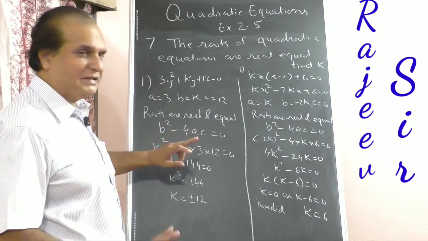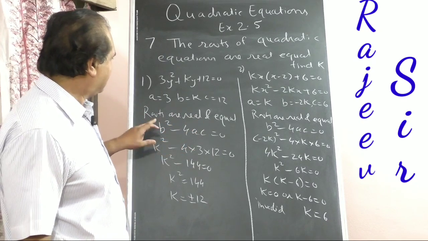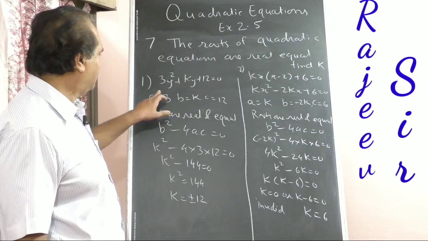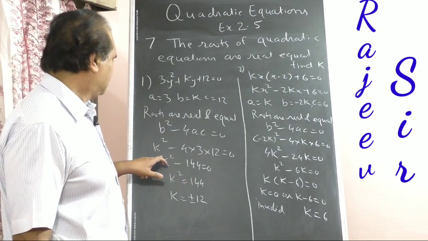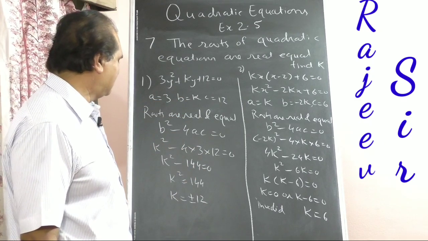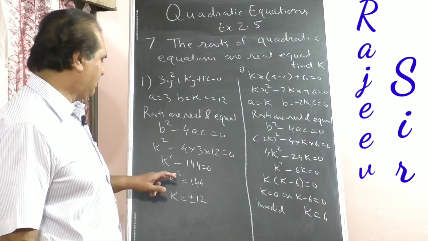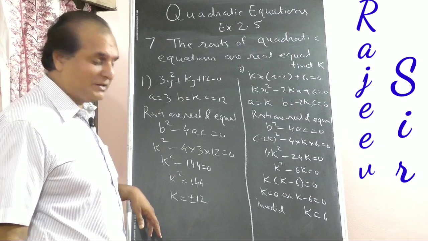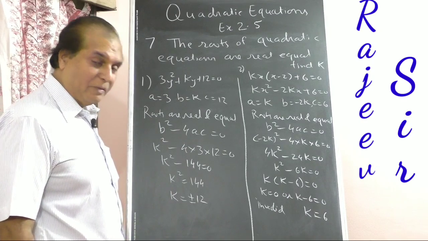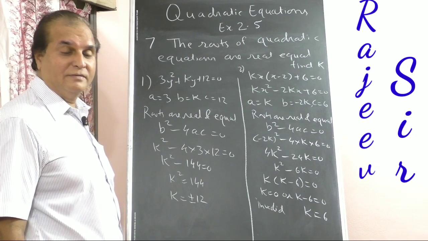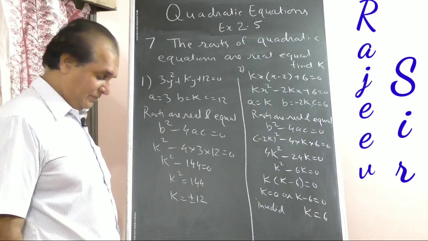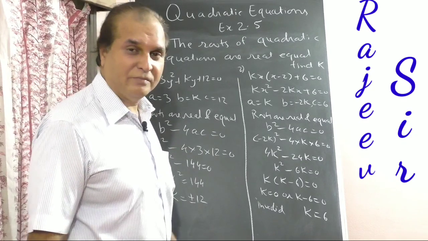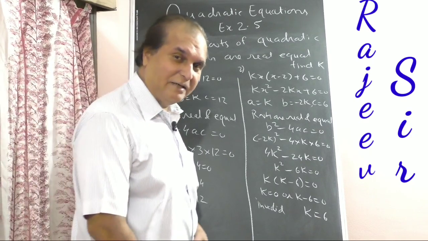b square minus 4ac is 0. So k square minus 4 into 3 into 12. So k square minus 144 equal to 0. k square equal to 144. Taking square root always plus minus. k equal to plus minus 12. Understanding? Easy? We'll go ahead with next sum.